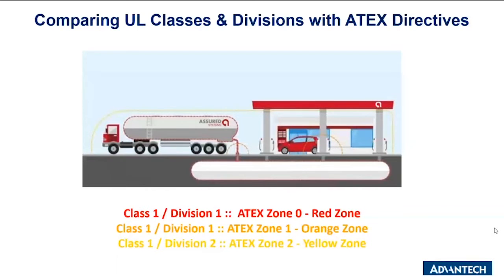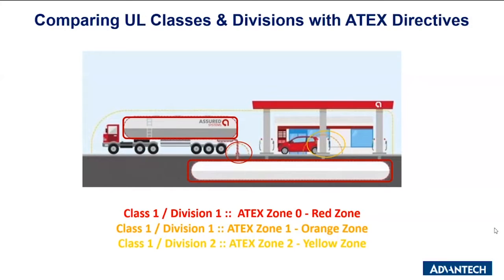To make it easier to understand and imagine, let's compare the definitions of the Class 1 Division 1 and 2 classes and divisions with the ATEX directive. I want to put up a picture of a fueling gas station. The red highlighted area is Class 1 Division 1, which is similar to ATEX zone 0.